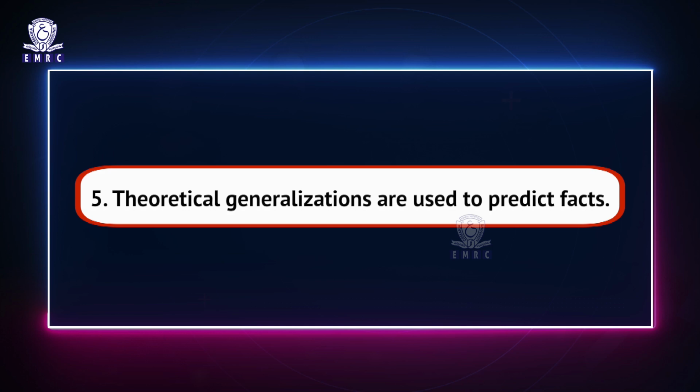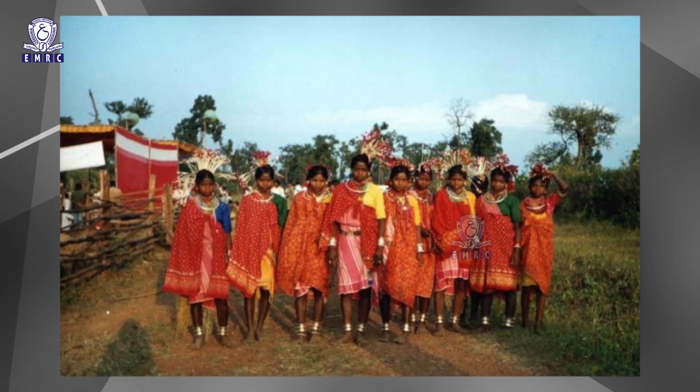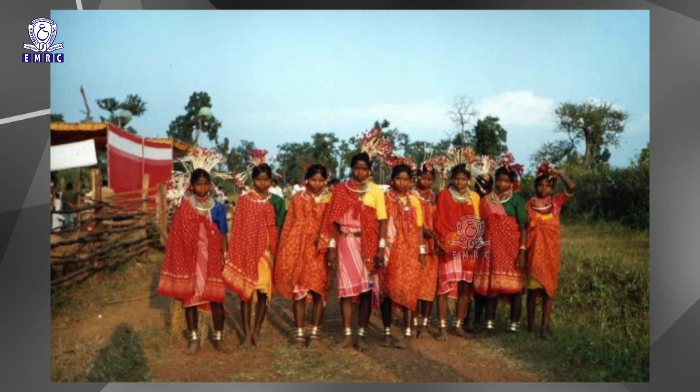5. The theoretical generalizations are used to predict facts. The most obvious is the extrapolation from the known to the unknown. For example, we may observe that in a modern civilized community, there is rational thinking. From this, we may predict that if the modern way of life is introduced in a traditional rural or tribal community, its superstitions and wrong belief systems would decline.